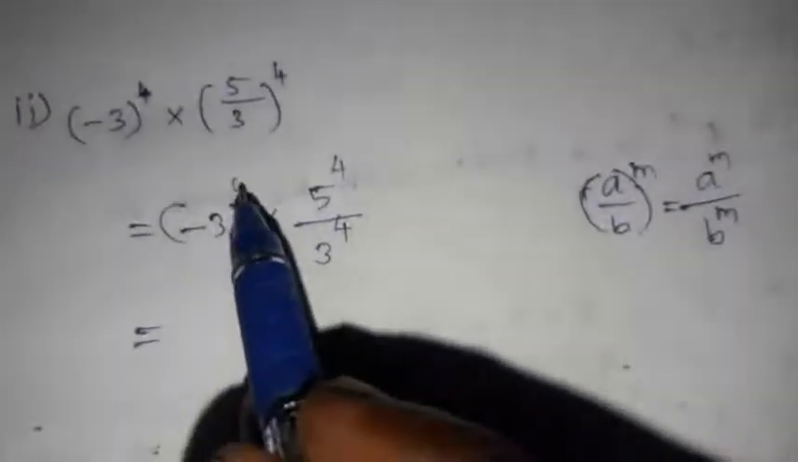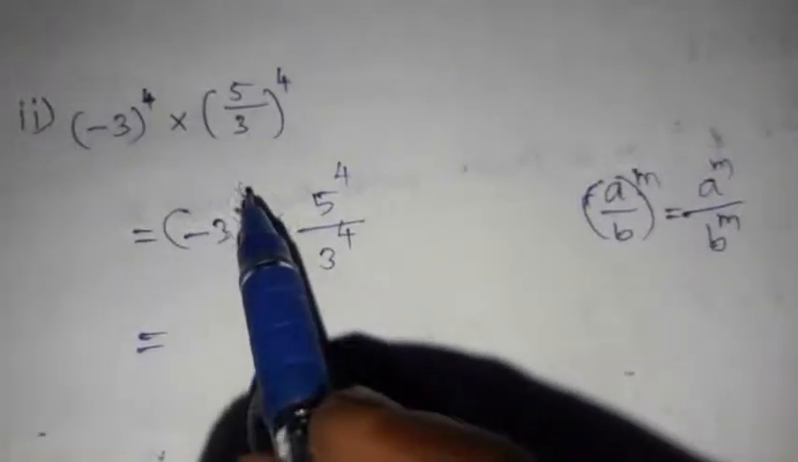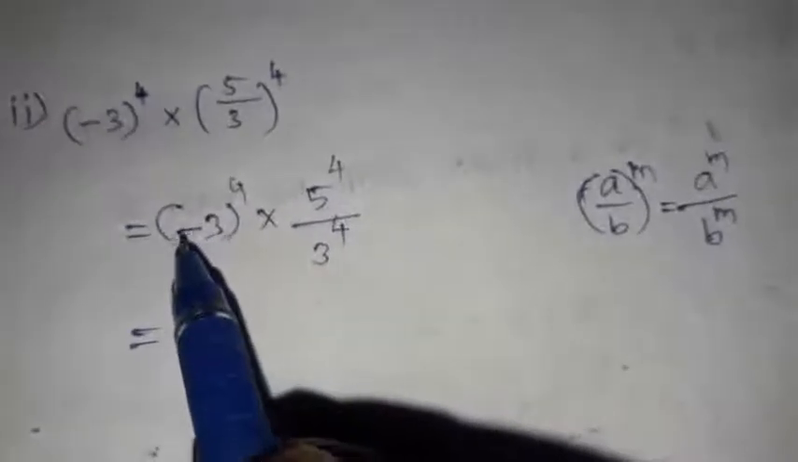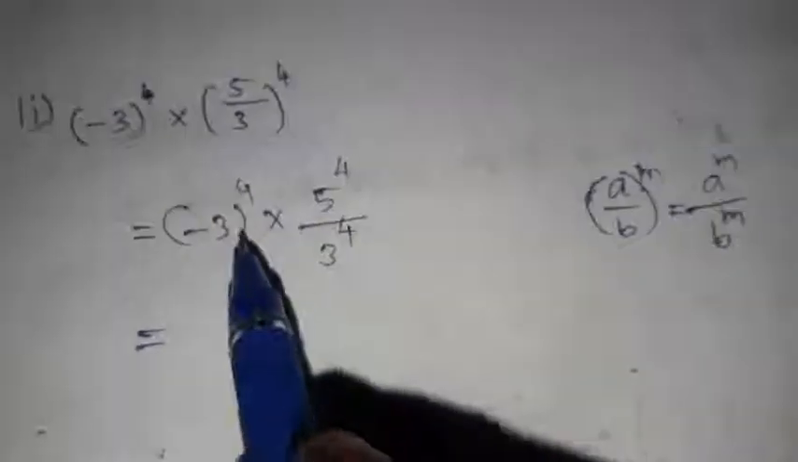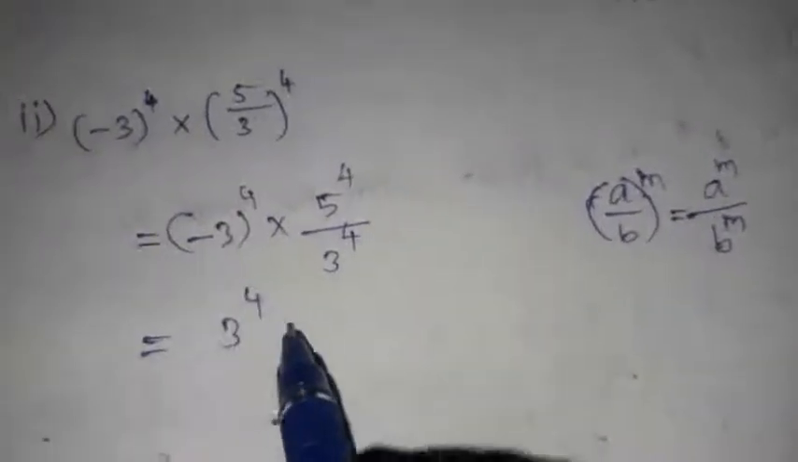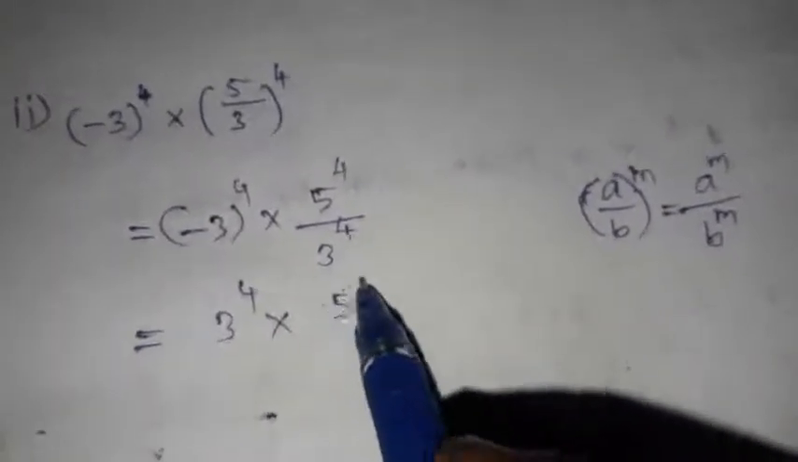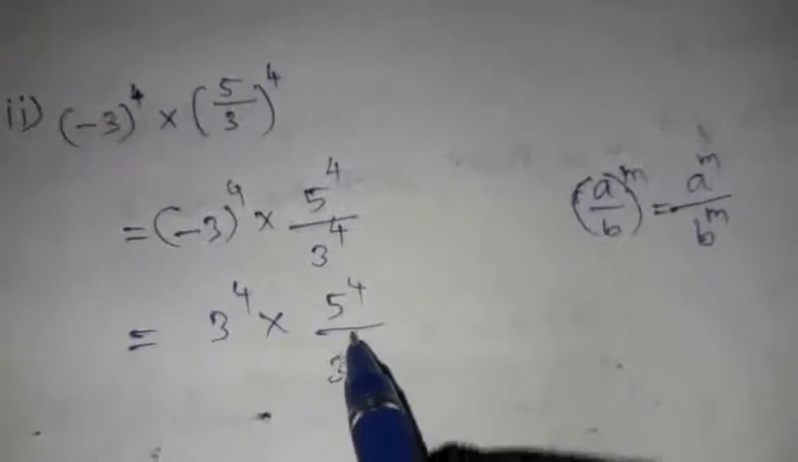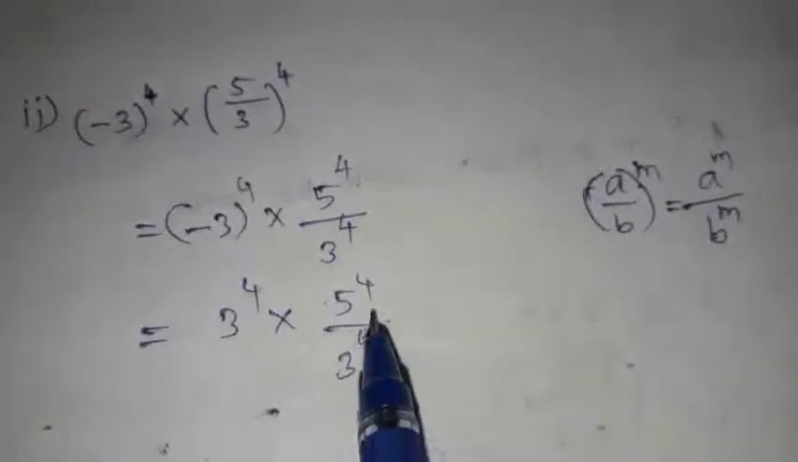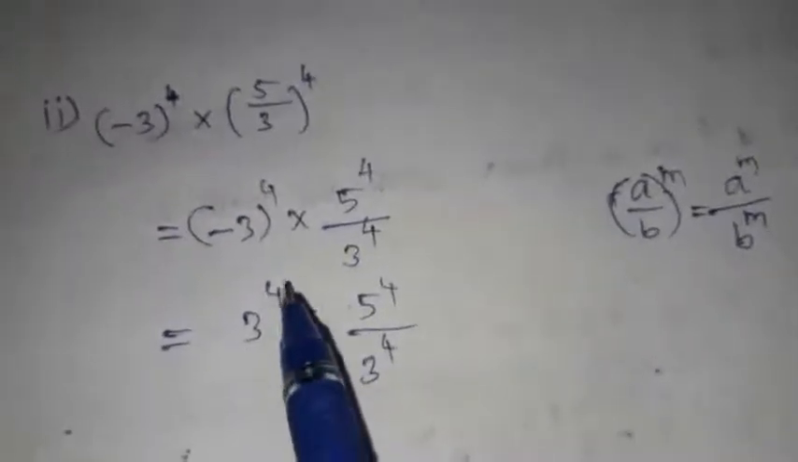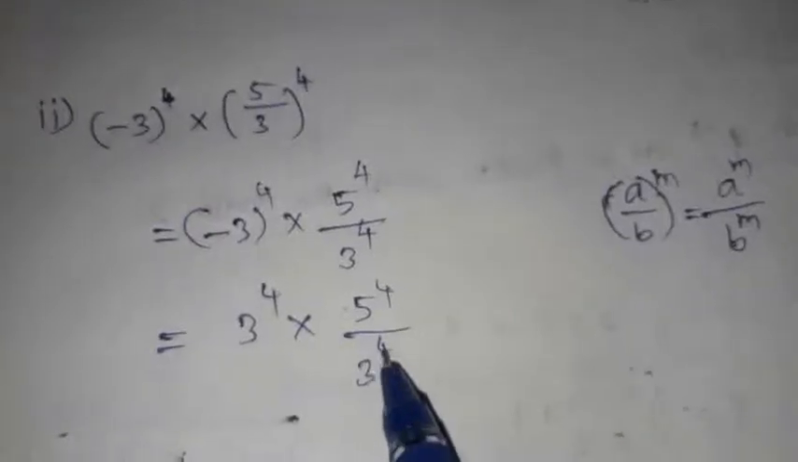Next step, look at the power. It is an even number. So the minus sign will become plus. So minus 3 power 4 will become plus 3 power 4. When we divide 3 power 4 by 3 power 4, it will become 1. So the answer is 5 power 4.